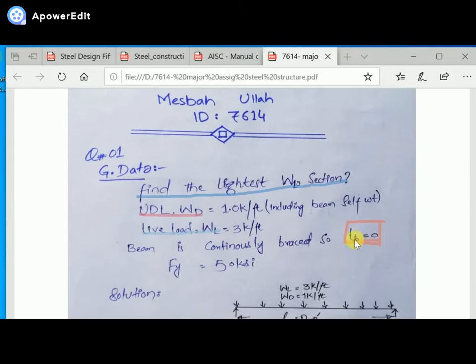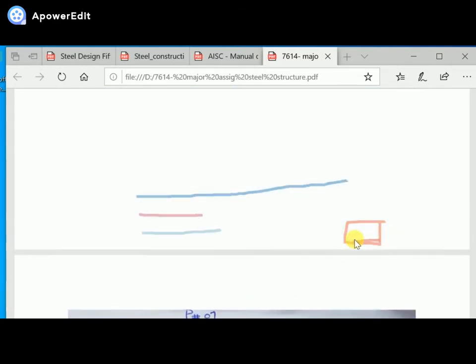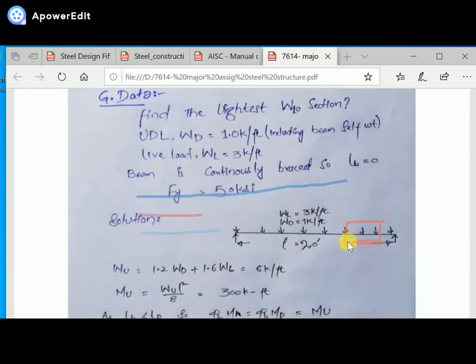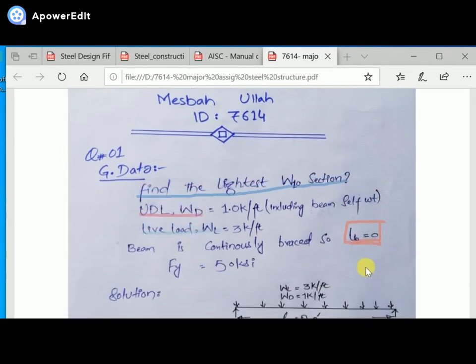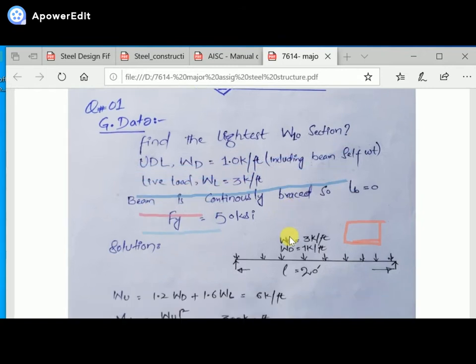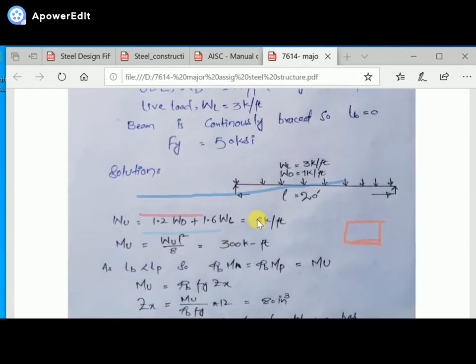Now what is LB? That is related with bracing. As I will explain here, once the structure is continuously braced, your LB will be equal to 0. Always remember that when the structure is continuously braced, your LB is equal to 0. Supported length and unsupported length, I will explain in my coming lecture. So your Fy is 50 ksi. Clear? And this is your beam.